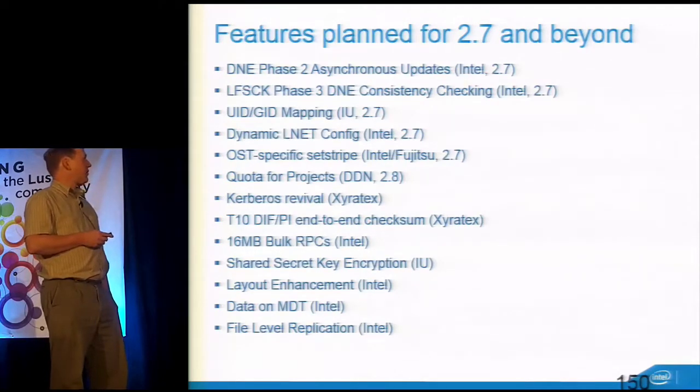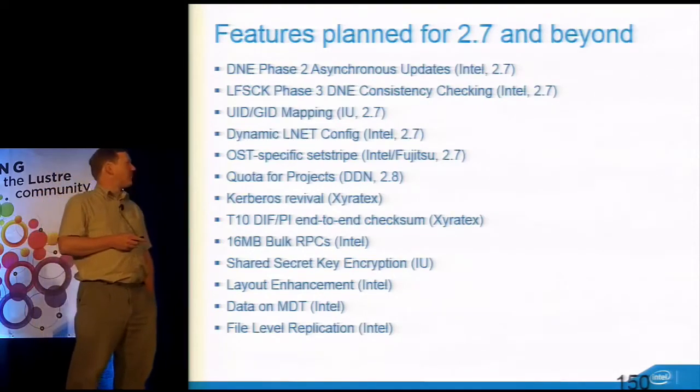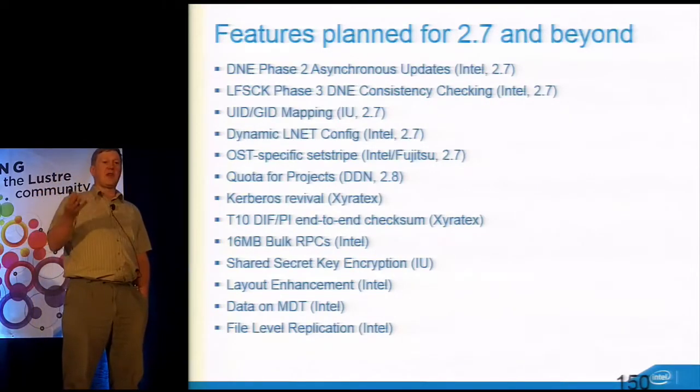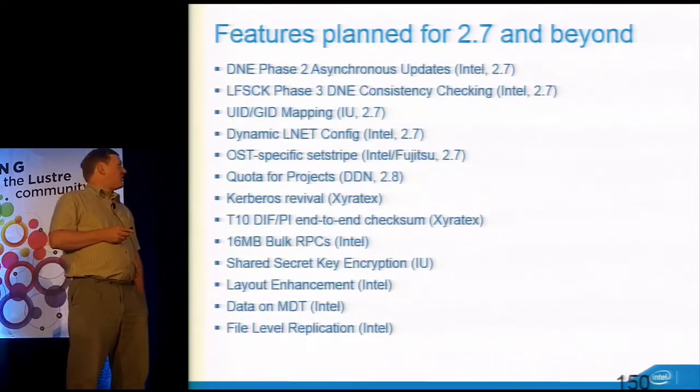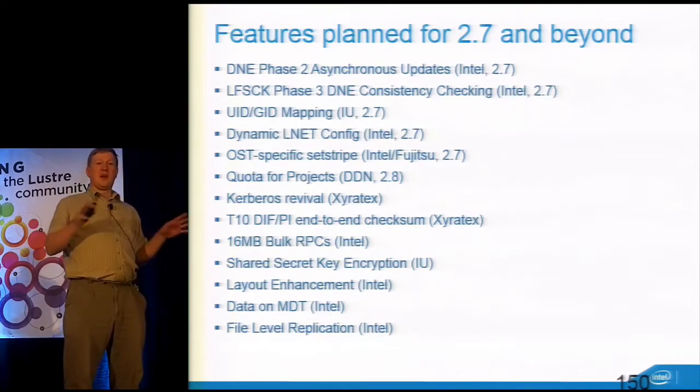The distributed namespace phase 2, that's going to allow asynchronous updates across MDTs, and more importantly, it's intended to allow recovery if one MDT or some combination of clients and servers fail while they're doing these distributed updates. LFSCK phase 3 is consistency checking for distributed, essentially remote directories on other MDTs or for striped directories on other MDTs.